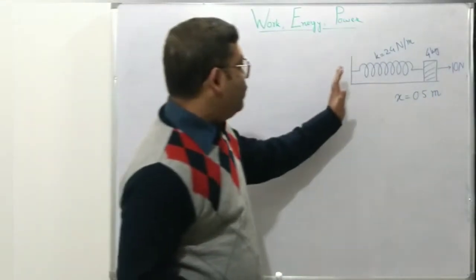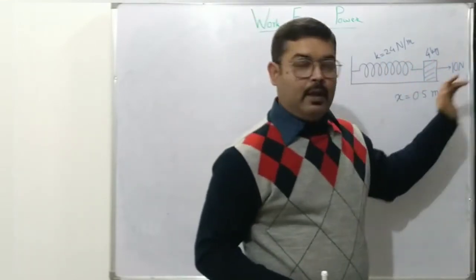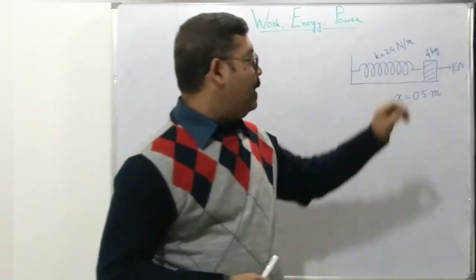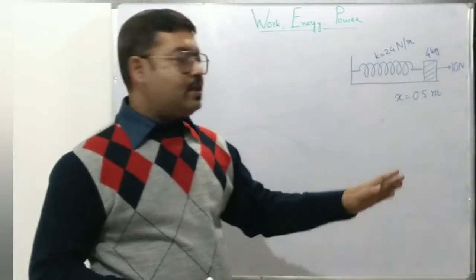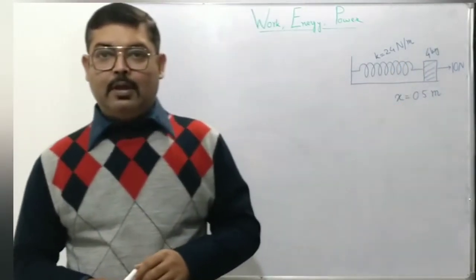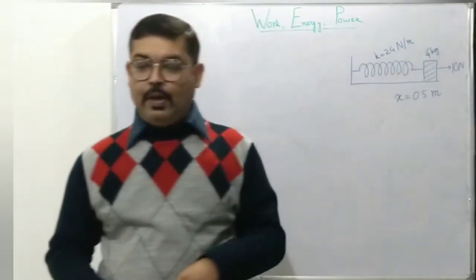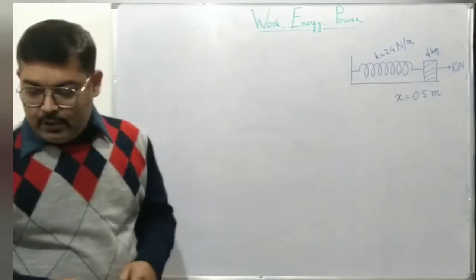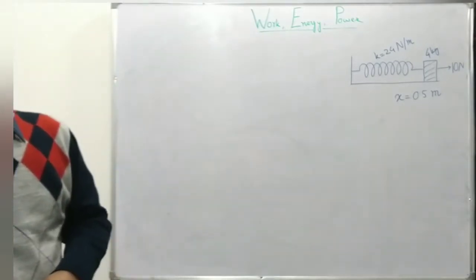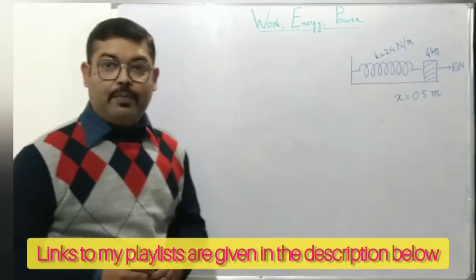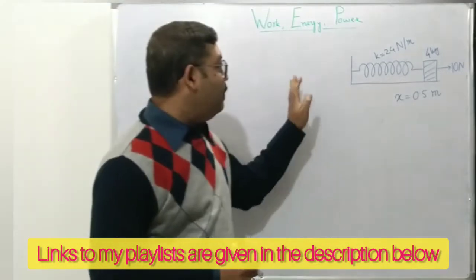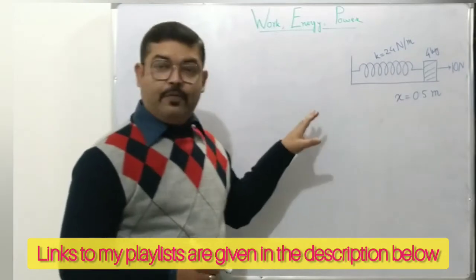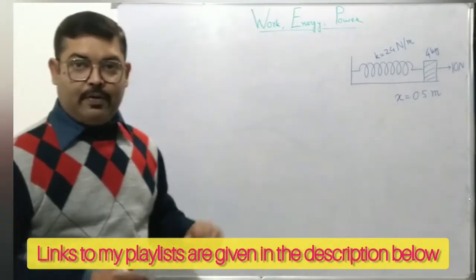So the constant force extends the spring and the spring has extended by 0.5 meter, and when it is released, with what velocity will the mass attached to the spring tend to move? To solve this, we will again make use of the principle of conservation of mechanical energy, as we have discussed in the previous video. The link to the previous video is in the description, you may please refer to that.